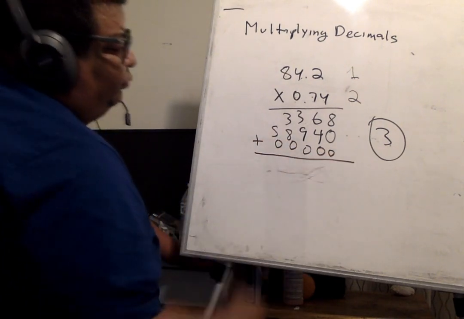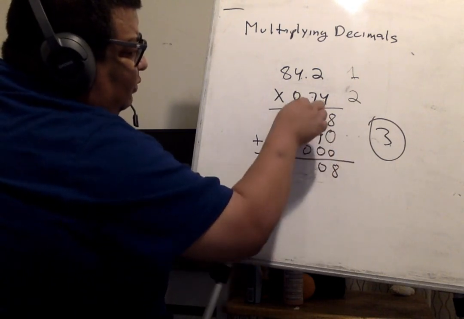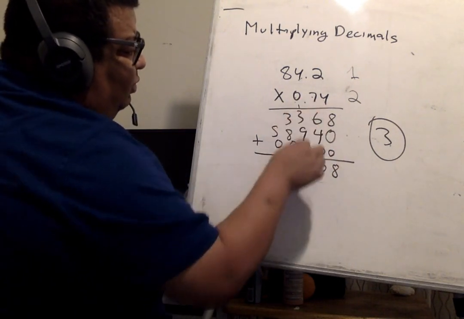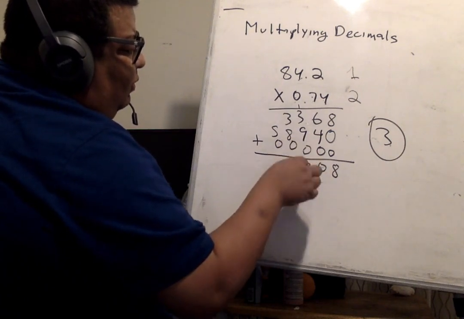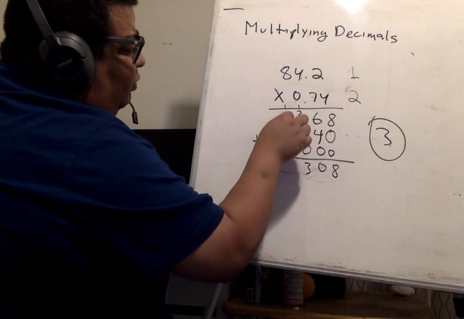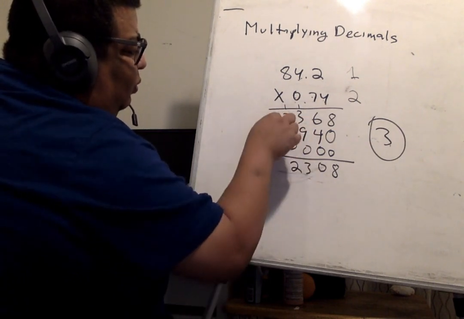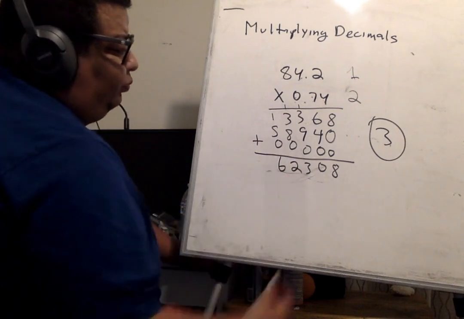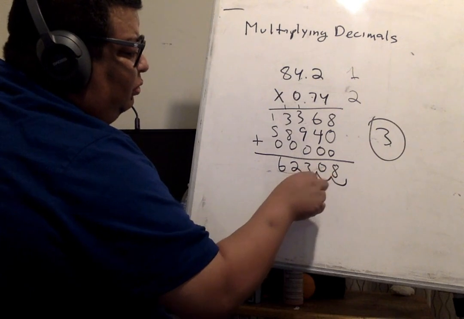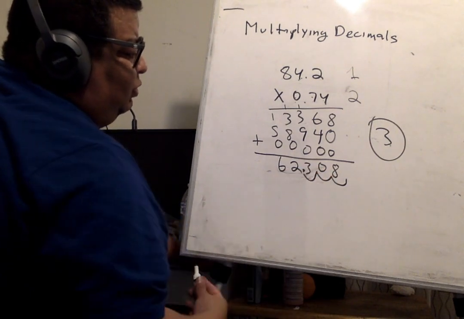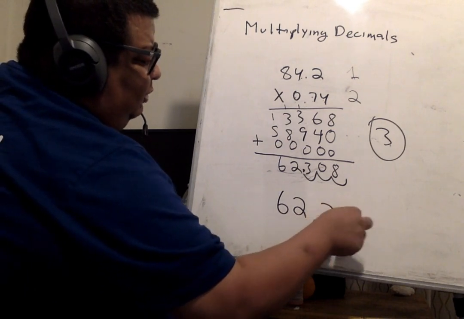Okay. Add them up. 8, 10, 9 plus 4, 13. Carry 1, 8 plus 4, 12. Carry 1, 6. Magic number 3. So we start here: 1, 2, 3. So the answer is 62.38.